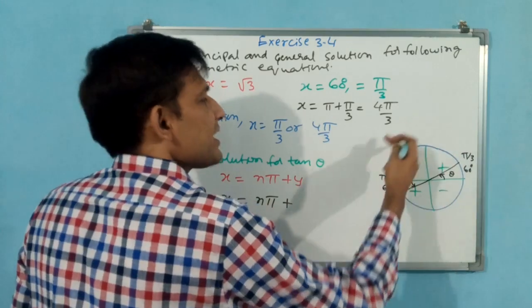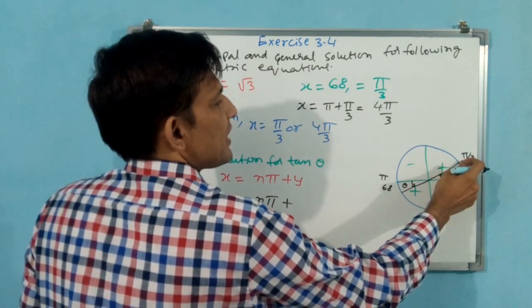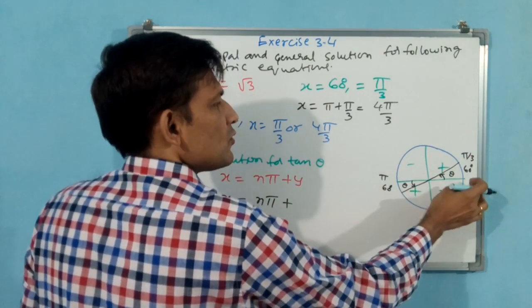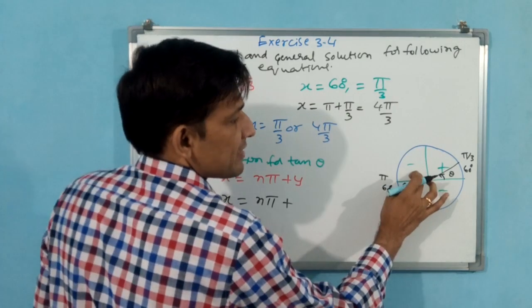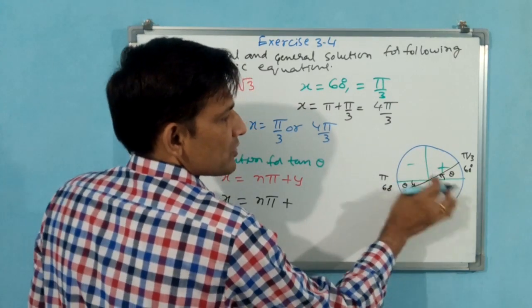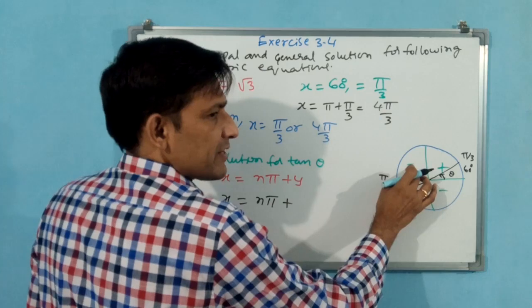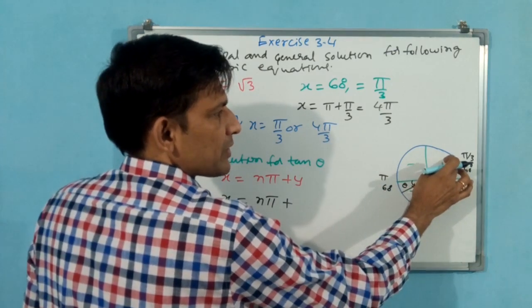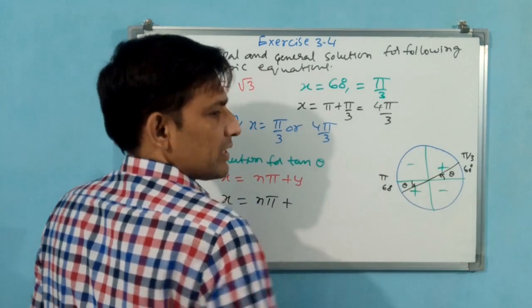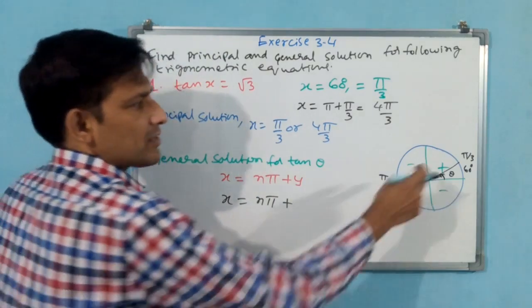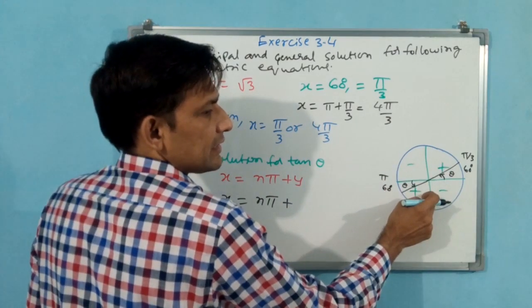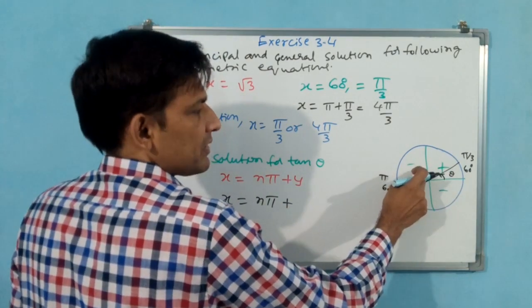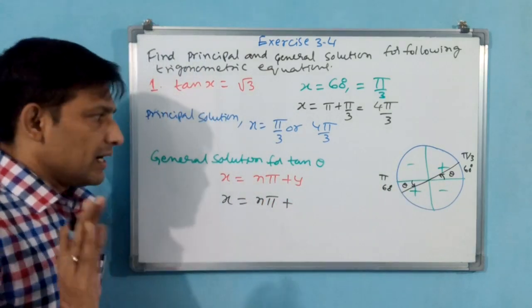See, when you rotate in the anti-clockwise direction, the first value may be negative or positive. If negative comes first, it will come here. Negative value, first negative value; positive value, first positive value. Like that you have to take. For cos, the first negative value will come here. Like this you have to take.